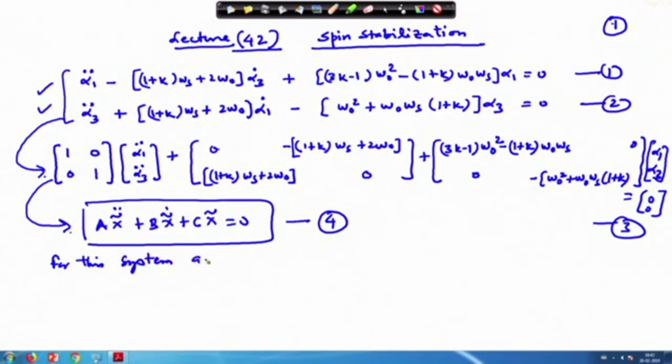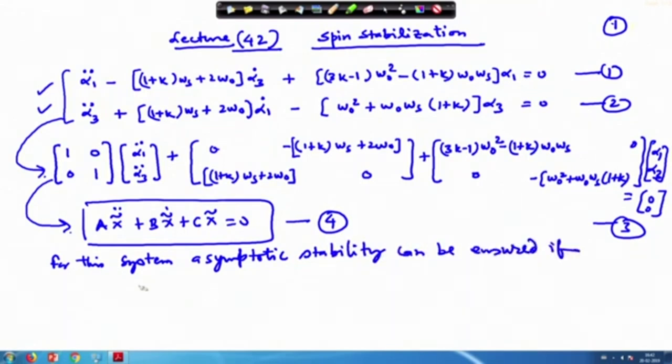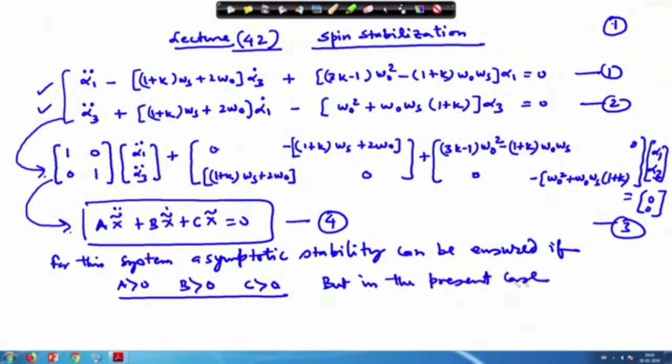System asymptotic stability can be ensured if A is greater than 0, B is greater than 0 and C is greater than 0, but in the present case B is not positive definite. Greater than 0 implies positive definite. B is not less than 0, but it is also not positive definite.